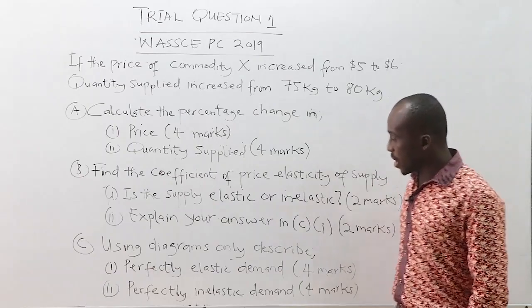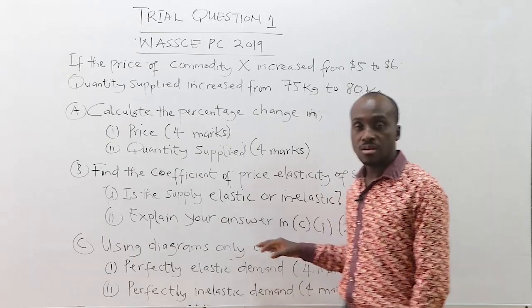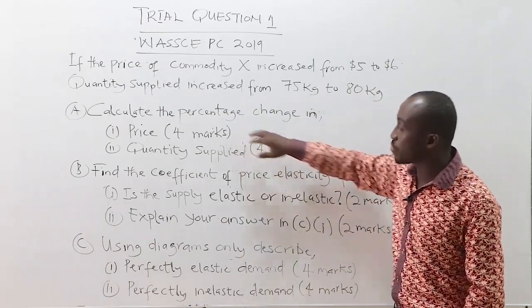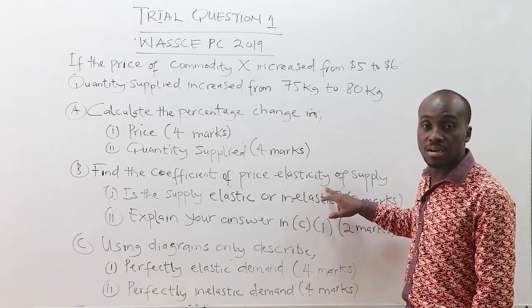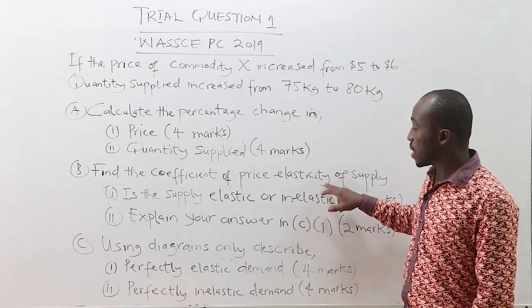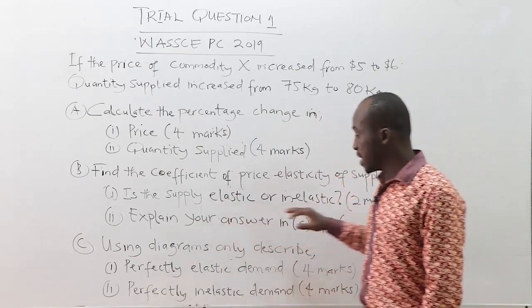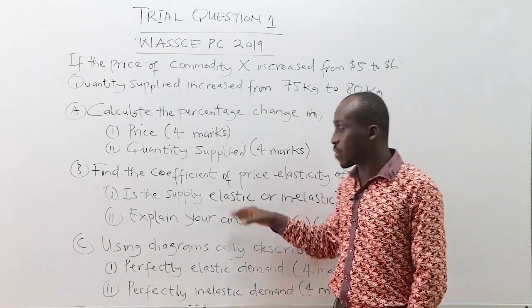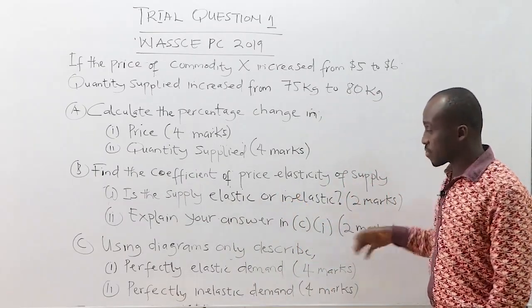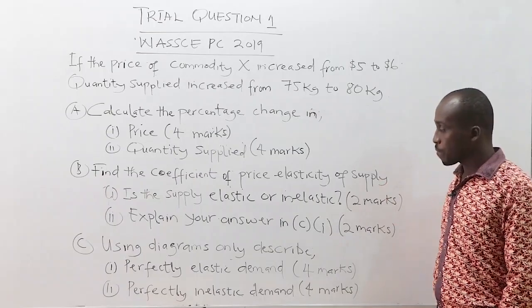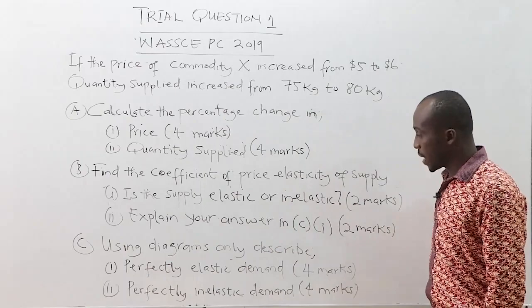Fine. If it's elastic, explain your answer. If it's inelastic, explain your answer. 2 marks. So what you did here, percentage change in price, percentage change in quantity, use that to solve the elasticity, as we have done in the video already. Then after that, you tell us whether it's elastic or it's inelastic, and it gives you reason. If it's elastic, why do you say it's elastic? Right? And if it's inelastic, why do you say it's inelastic?